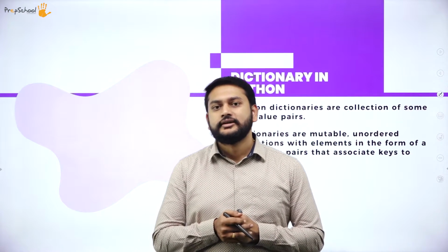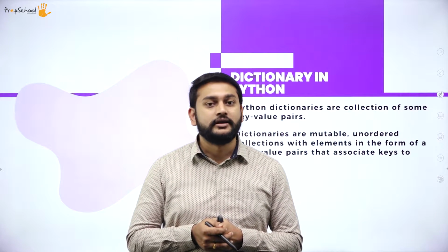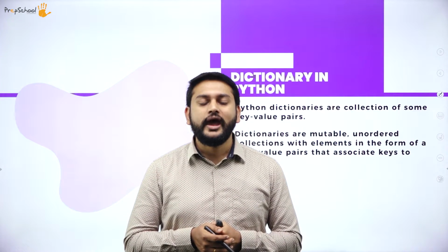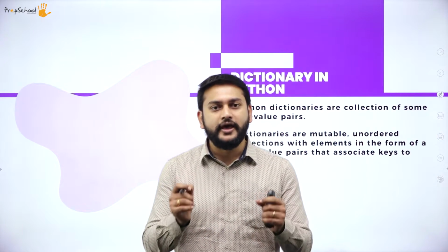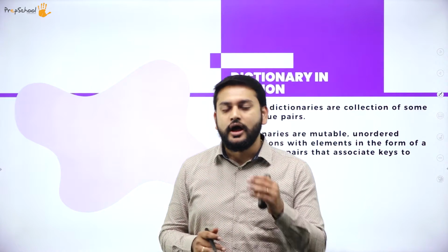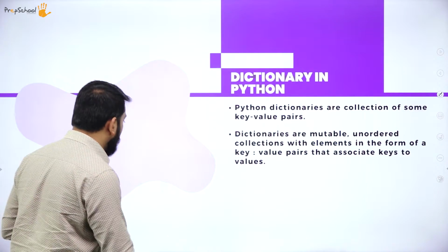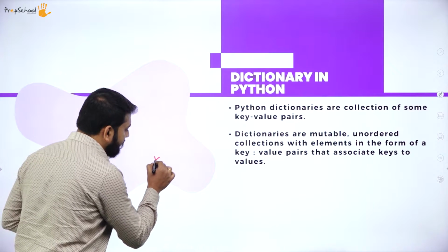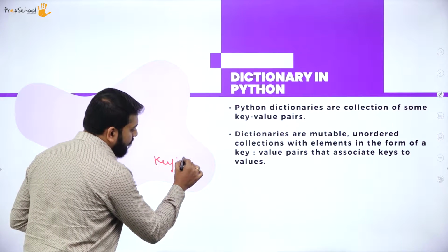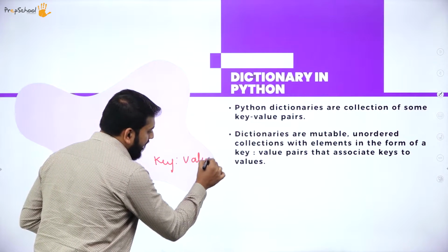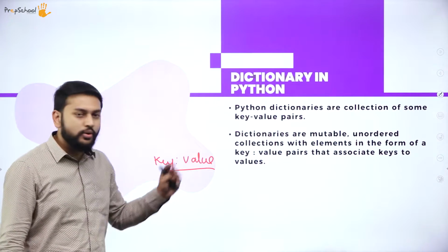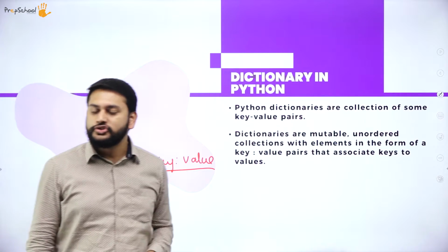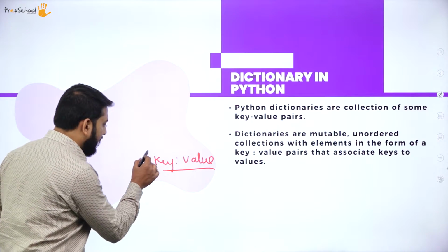So guys, have patience, but listen to me carefully. We have a pair of key and value. I repeat for all of you, we have a pair of key and value. What exactly is the pair of key and value? Say for example, I have key and value. So this is what I will call a pair. Key and value, a pair of key and value, which is enclosed between flower brackets.